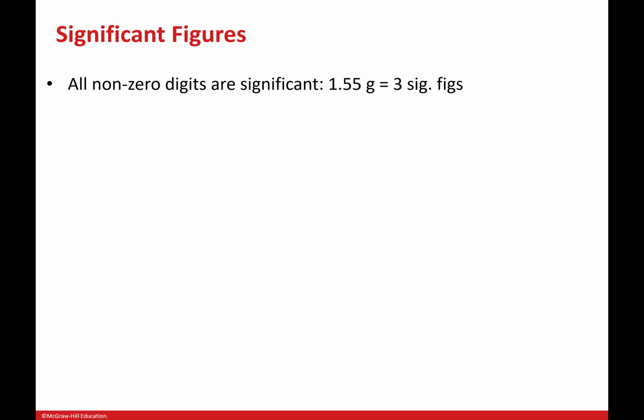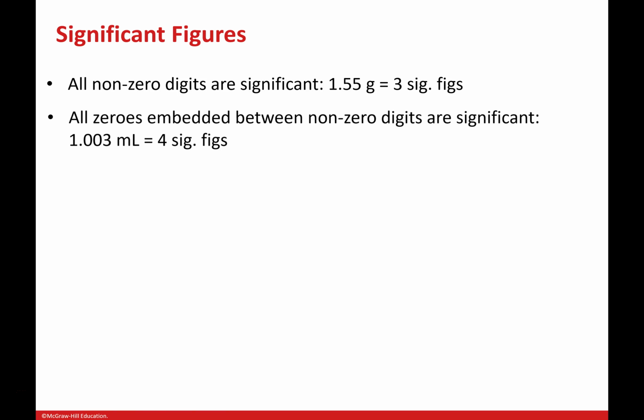So for instance, if you have something like 1.55 grams, you're going to count the 1, the 5, and the 5 as significant because they're not zeros. Anything that's not zero counts. And I use check marks, so a check mark will mean it counts.